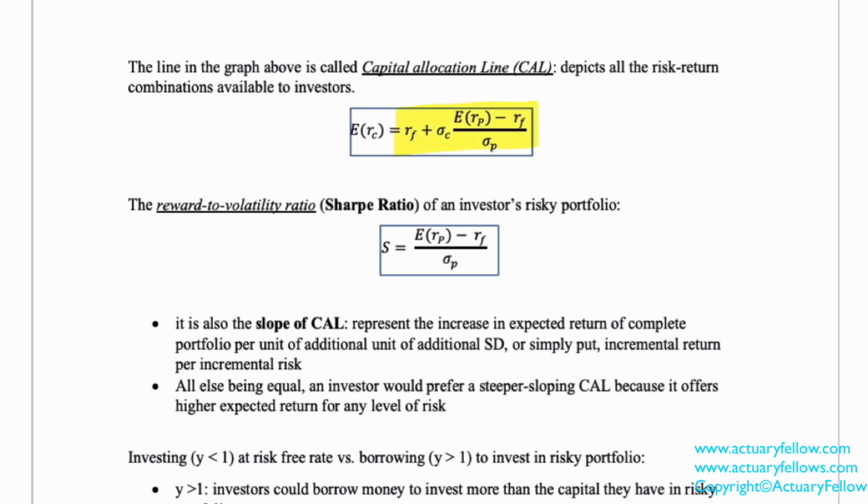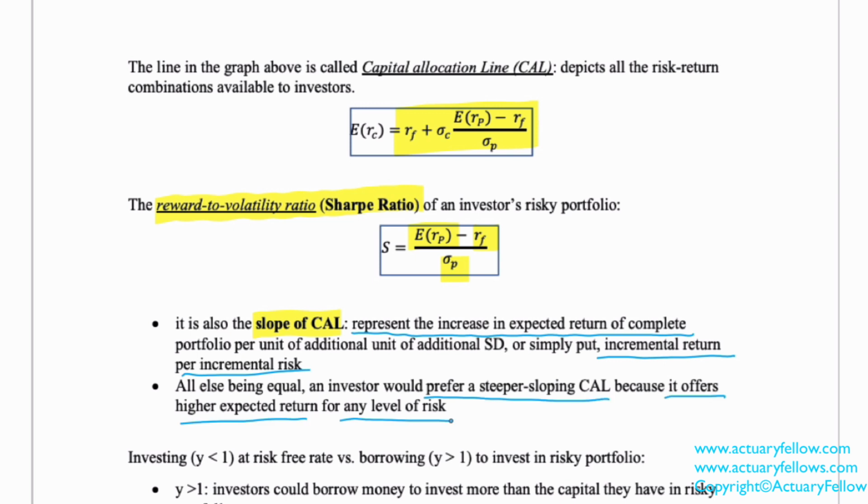The slope of CAL is the expected risky portfolio return minus risk-free rate over sigma P. It's also known as the Sharpe ratio or reward to volatility ratio. It represents the increase in expected return per unit of additional standard deviation. We can also interpret it as incremental return per incremental risk. When all else being equal, investors want higher Sharpe ratio because it offers more return for additional risk.